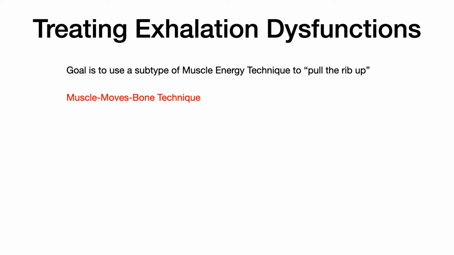Therefore, depending on which rib is stuck down, there's different muscles that we would target to use this technique because, of course, there are different muscles that attach to different ribs. So the tough part for COMLEX and whatever exam you're taking is to memorize which muscles you target depending on which ribs are dysfunctional. And that's what we're going to talk about right now.